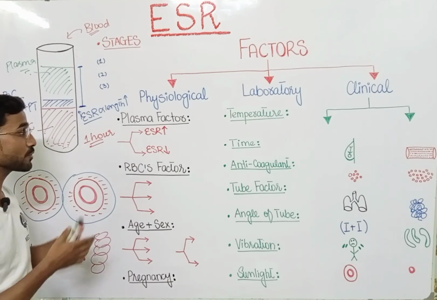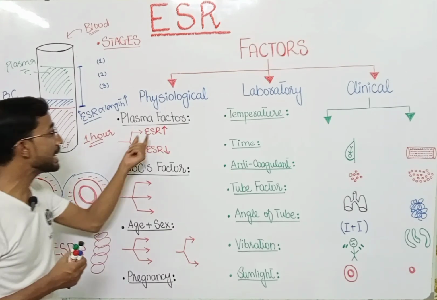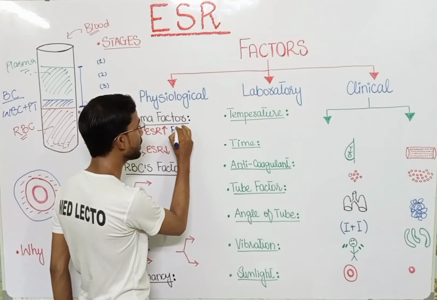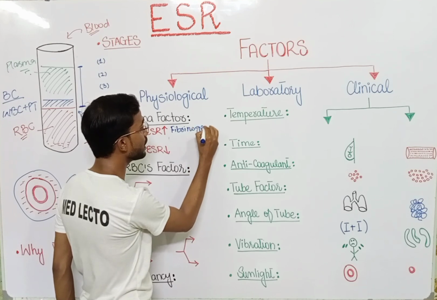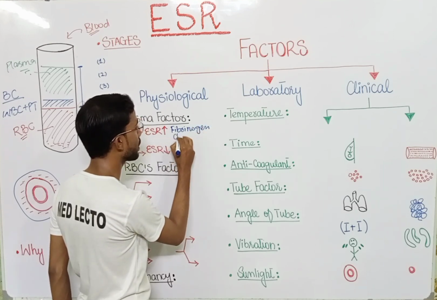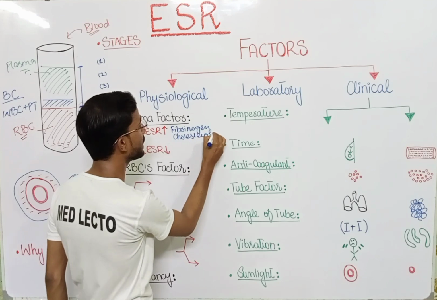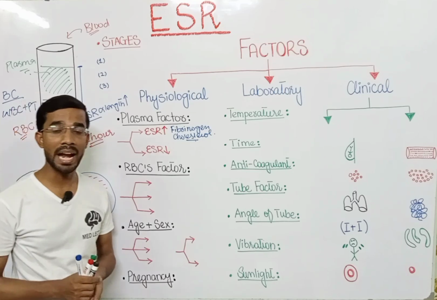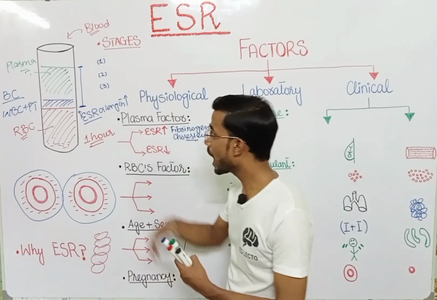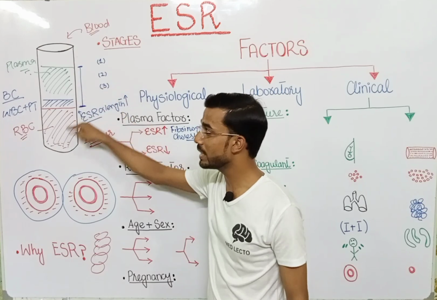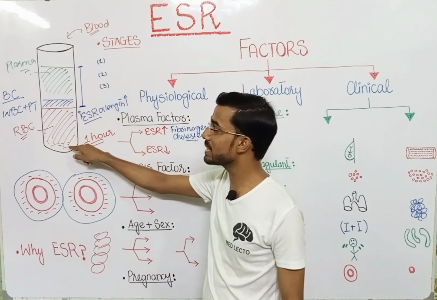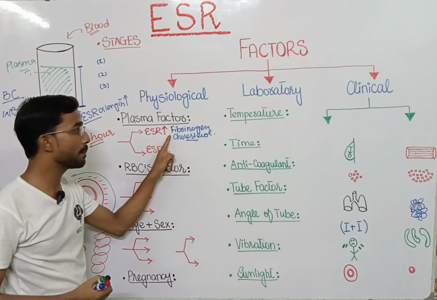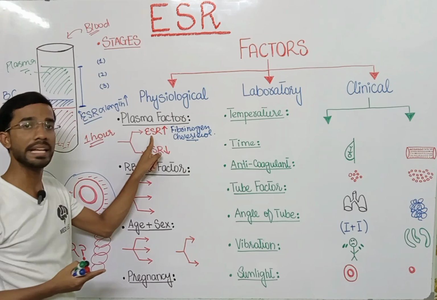As we have discussed, the ESR becomes increased when fibrinogen, and you can say cholesterol, increases in our body. Why? Because fibrinogen masks the negative charge and the repulsion is reduced, so RBCs settle down rapidly. When the RBCs settle rapidly, the length increases, so ESR will increase. When fibrinogen increases, ESR will increase.